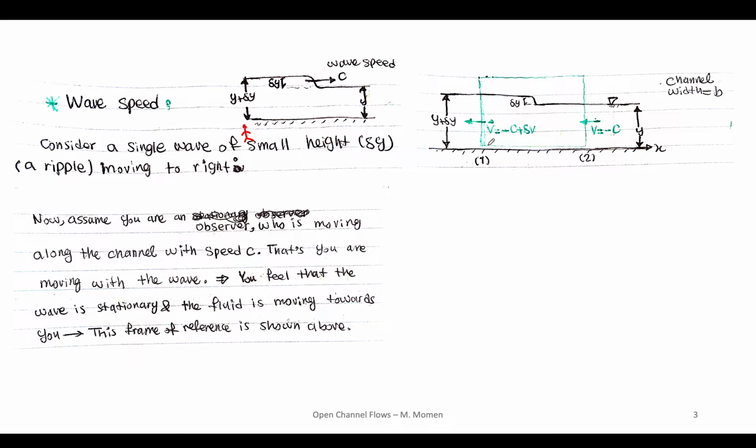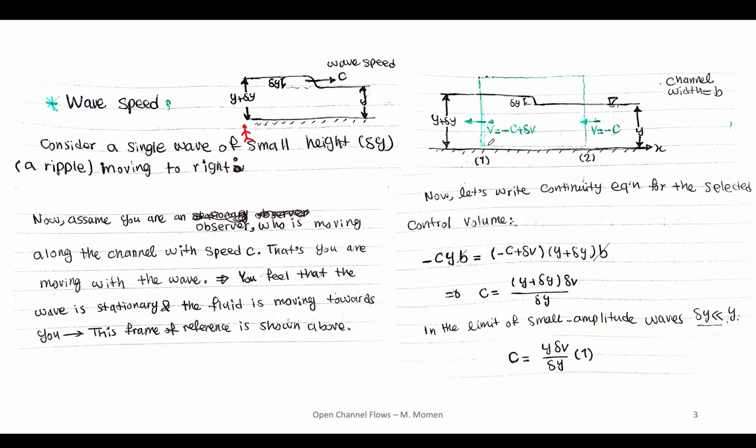Now I can write the continuity equation for this selected control volume. So let's write the continuity equation for the selected control volume. On this section I have minus c, which is the velocity, times y times the channel width. The channel width is b, so this is going to be the area. And this is velocity, so it's like the discharge, V times A. So minus c times area, which is y multiplied by b, which is the area at this section.